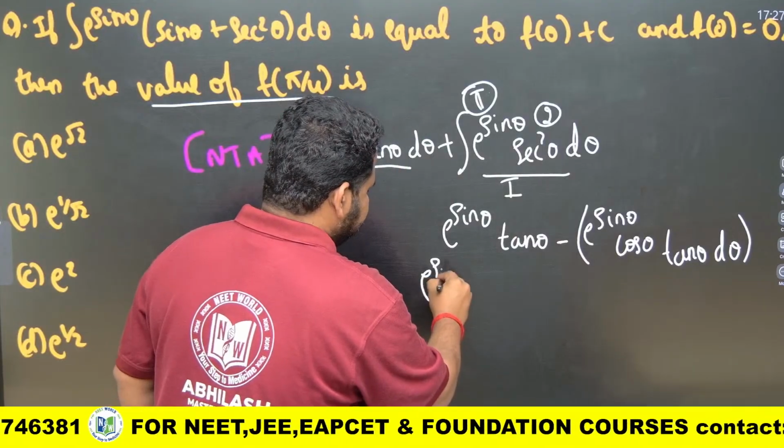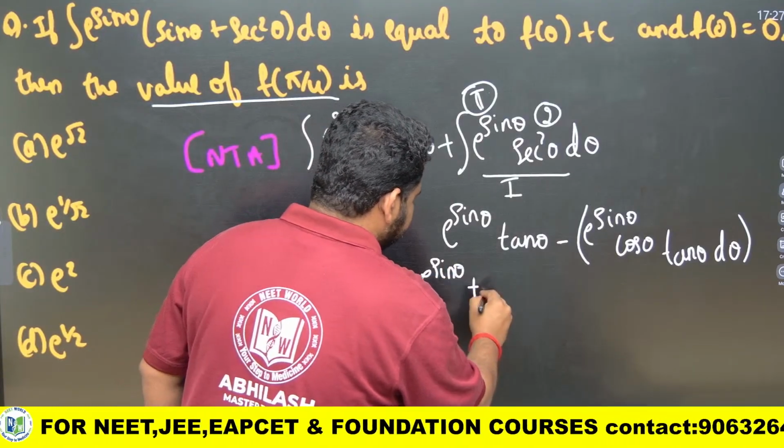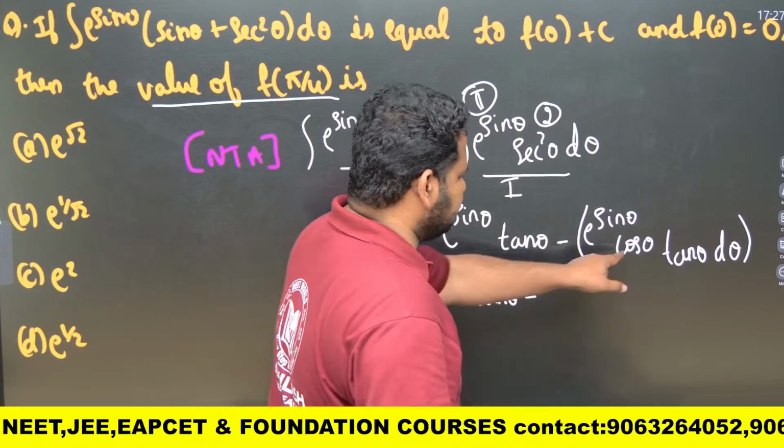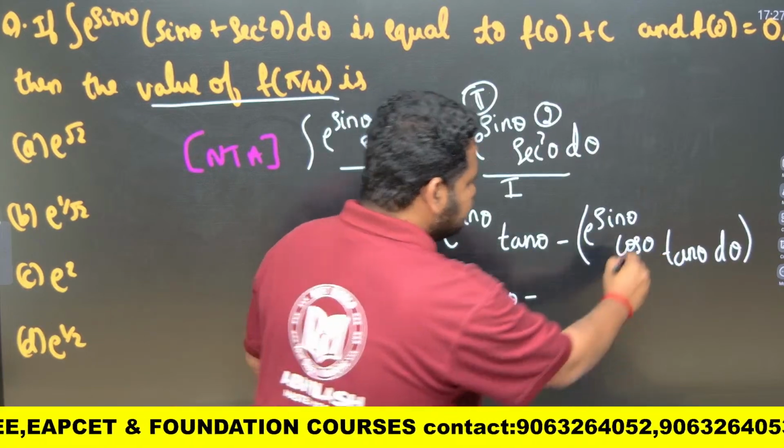Now e power sin theta into tan theta. Now this secant square, this is what? Cos theta, tan theta is there. This cos theta, tan theta, how can I simplify?